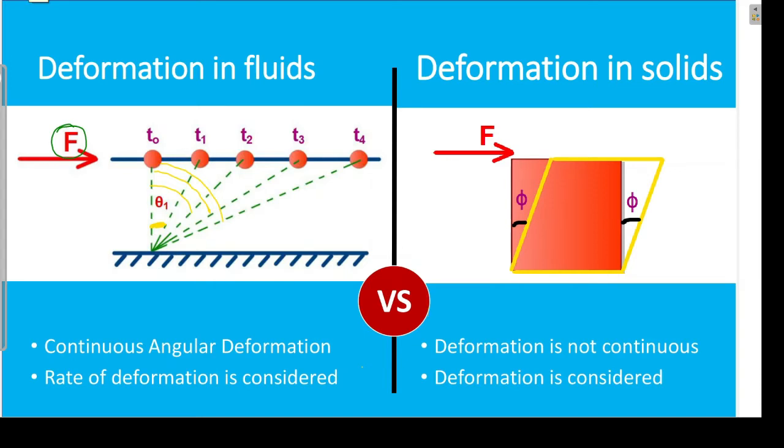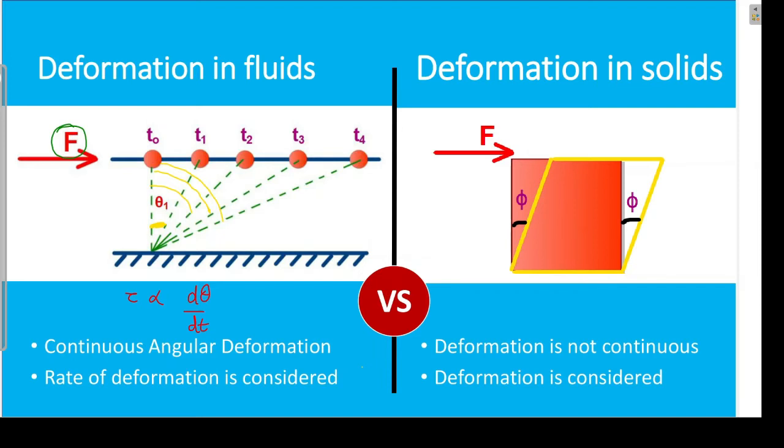Next point is, in case of fluids, we are more interested in knowing the rate of deformation. Rate of deformation means dθ/dt. That means this angular deformation which is happening with respect to time we are considering, because we know that the particles are changing their position with respect to time. So at every time instant, this theta angle will be different. So here our shear stress is directly proportional to dθ/dt. Further also we are going to discuss this concept when we will be dealing with Newton's law of viscosity. There also we will be discussing this part.